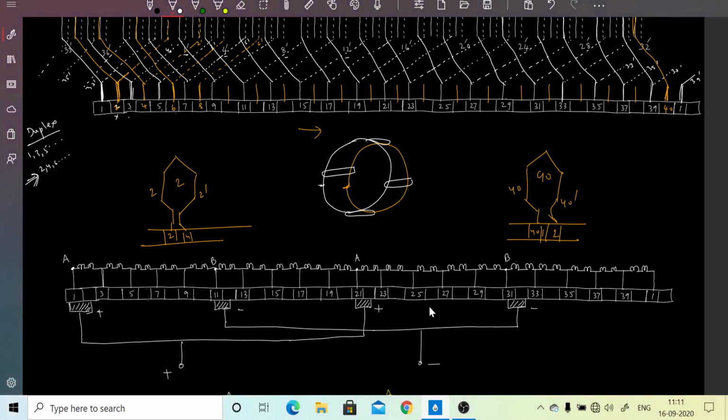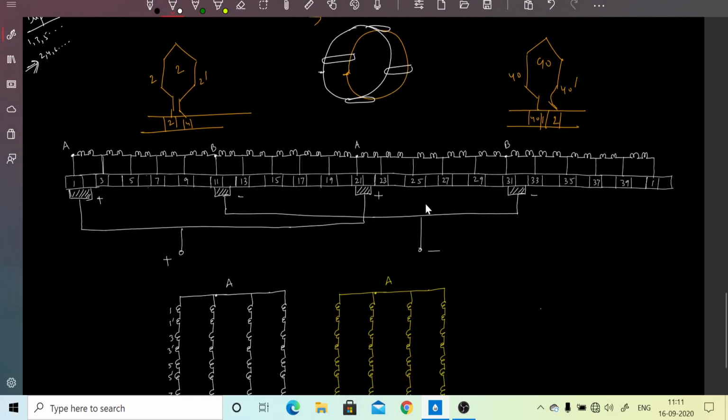Okay, let us see. Now I have shown the commutator segments here: 1, 3, 5 up to 39. So the coil connecting between 1 and 3 is 1, 1 dash, and between 3 and 5 is 3, 3 dash, like that. 5, 5 dash, 7, 7 dash, 9, 9 dash, 11, 11 dash, 13, 13 dash, 15, 15 dash, 17, 17 dash, like that up to 39, 39 dash.